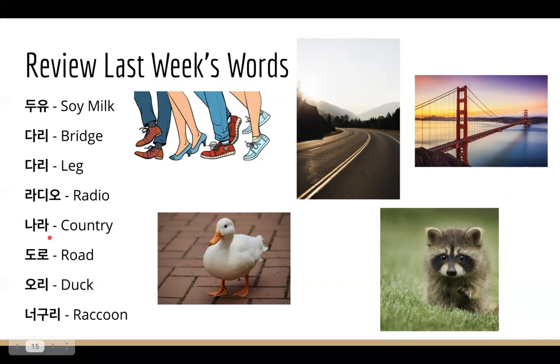나라. Then 도로, which means road. 도로. Next word is 오리, which means duck. 오리. And finally, last but not least, 너구리, which means raccoon. 너구리.